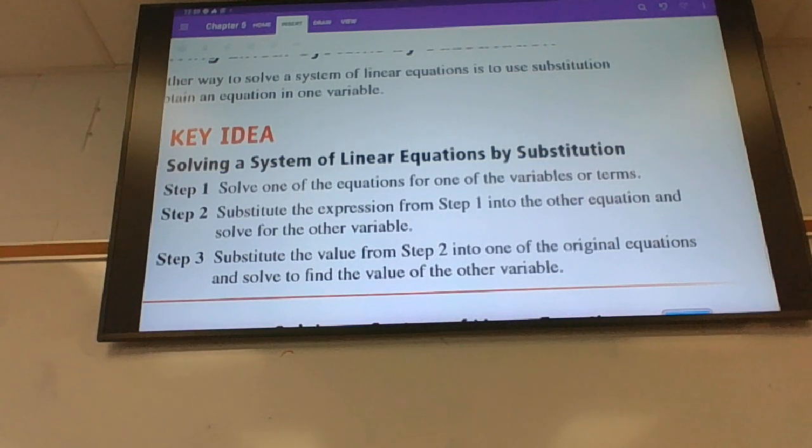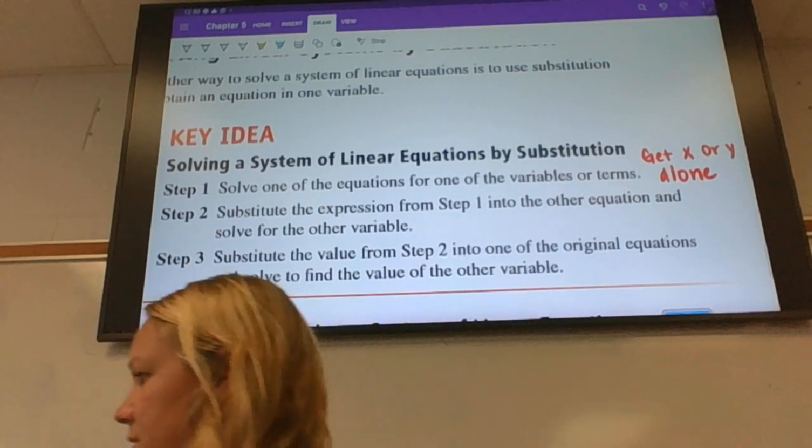Okay, so step 1, if you want to solve a system without having to make 2 full graphs, you solve one of the equations for a variable. Now, if you want to just shorthand that or write it in simpler terms, this means to get x or y alone.